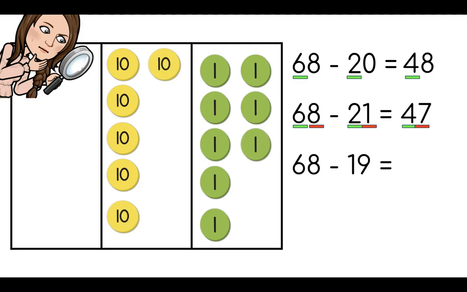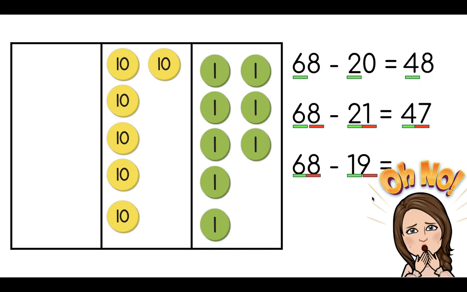I reset the place value chart to 68. We're going to subtract 19. Again, let's look at the tens place value spot. I'm starting with 6 groups of 10, and I want to subtract 1 group of 10. I know that 6 subtract 1 equals 5. So 6 groups of 10 subtract 1 group of 10 would be 5 groups of 10. The problem happens when I get to 8 subtract 9. Oh no, that seems a little more challenging.